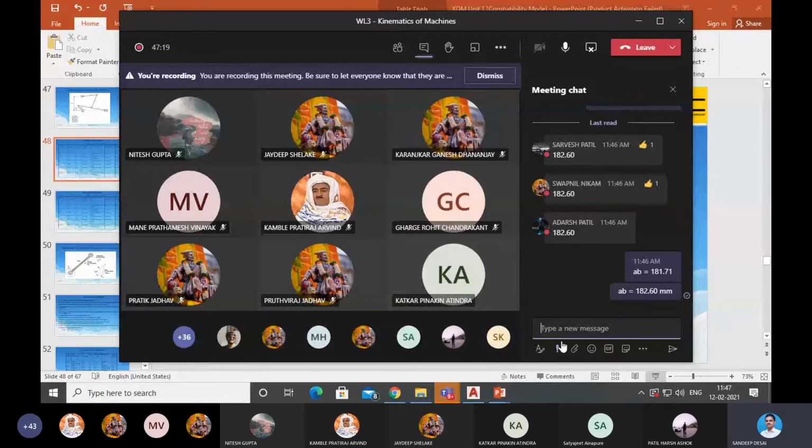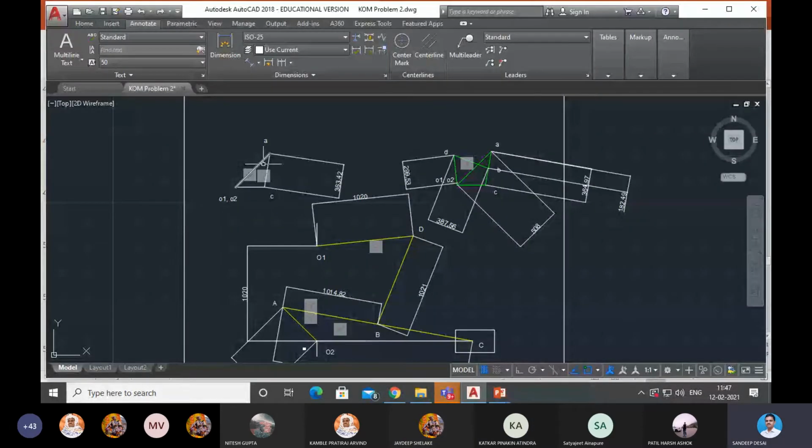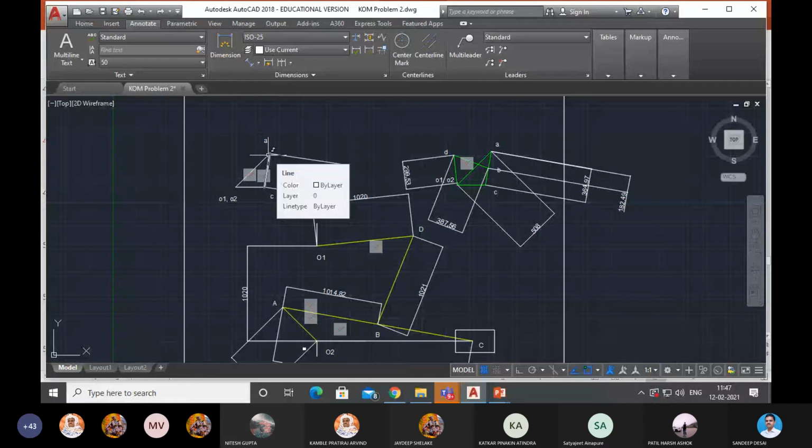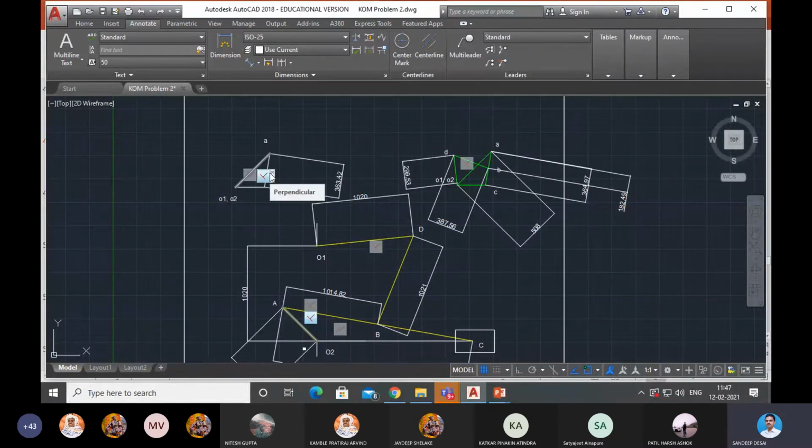Now shall we draw it here? AB is equal to 182.60. AC was 363.42. Now AB will be at 182.60 from which point, A or C? B is at 182.60 millimeter from A or C? From A. AB is equal to 182.60, so point B is at 182.60 from A.